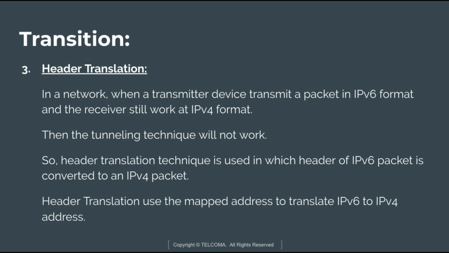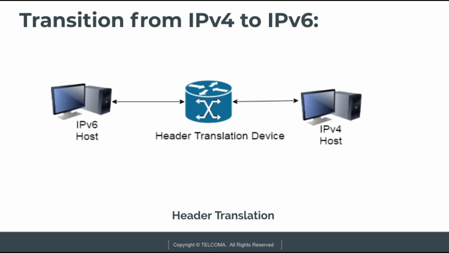So header translation uses the mapped address to translate IPv6 to IPv4 address. So here in this diagram, you can see we have used the header translation device in between the IPv6 and IPv4 host. So as IPv6 wants to send something to the IPv4 host, here the header translation will convert or map the IPv6 packet into the IPv4 packet.